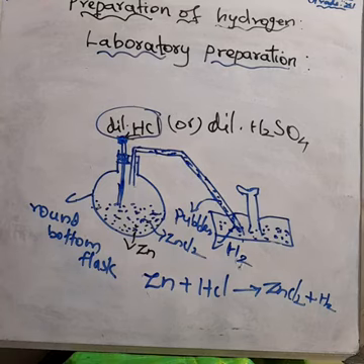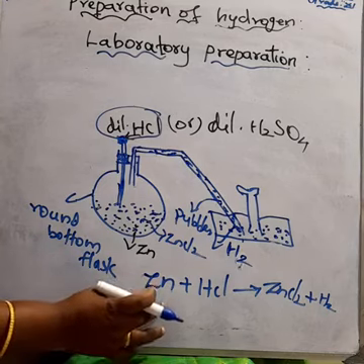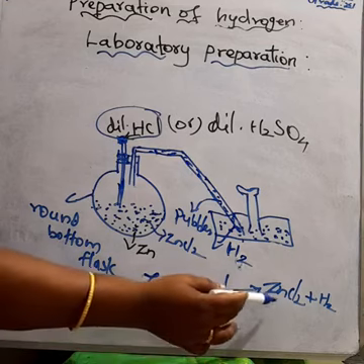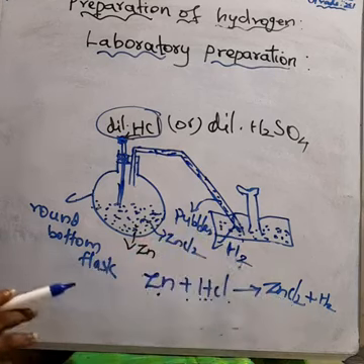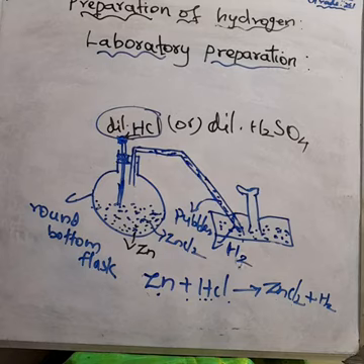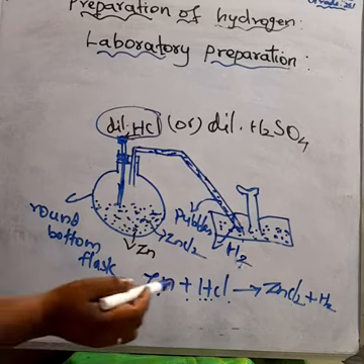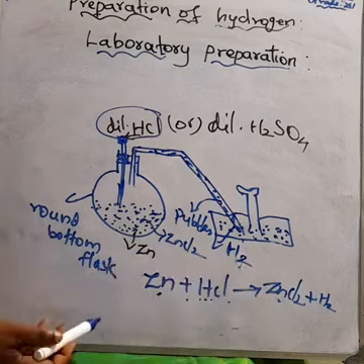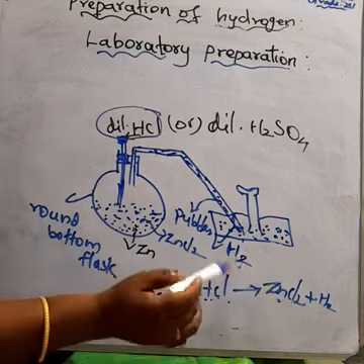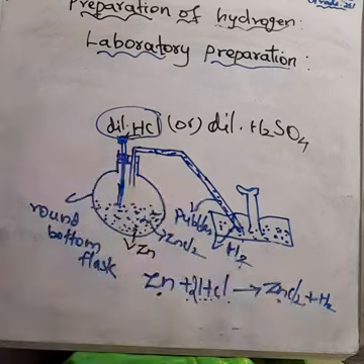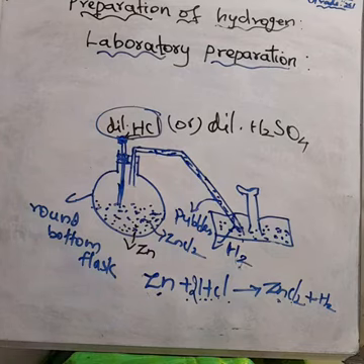What is the equation here? The zinc metal reacts with hydrochloric acid to form zinc chloride and hydrogen gas. How can we balance the equation? Zinc: only one zinc here, and also only one zinc on the other side. Chlorine: here there are 2 chlorine atoms, so we can make it 2 here. Hydrogen: 2 hydrogen, 2 hydrogen. So the equation is balanced. This is about the laboratory preparation method. Clear?